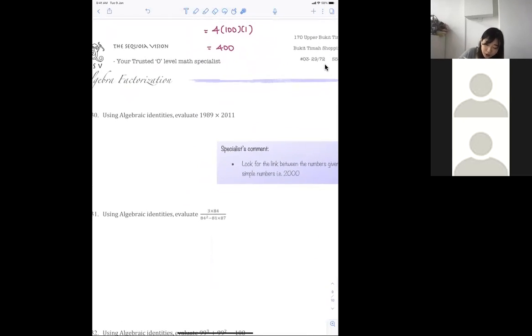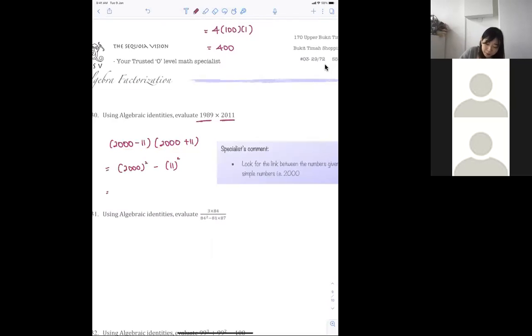Okay, next one. Again, you see something times something, always round off to 1SF. So round off to 1SF is 2000. This one is 2000 minus 11. Round off to 1SF is 2000. This is 2000 plus 11. You see your a square minus, you see your a plus b, a minus b. So a plus b, a minus b is your a square minus b square.